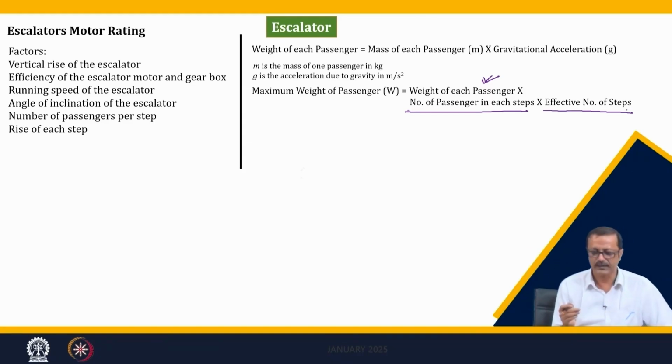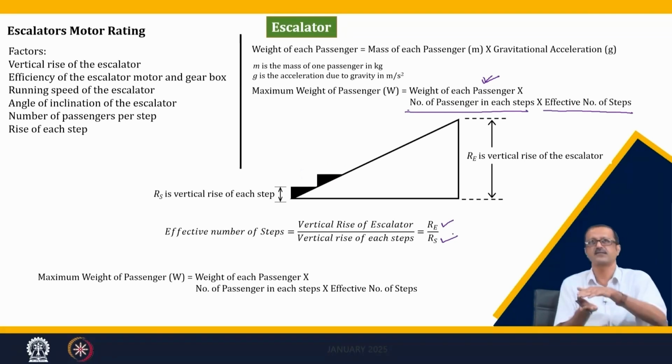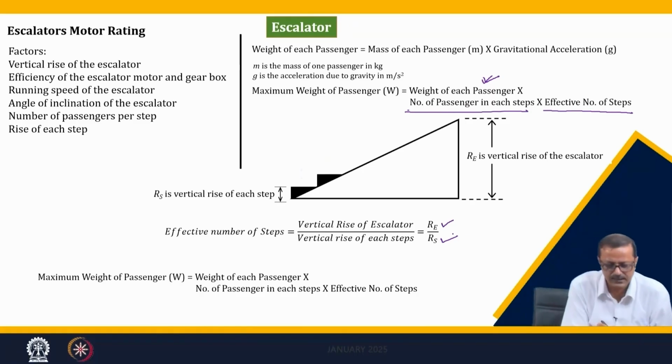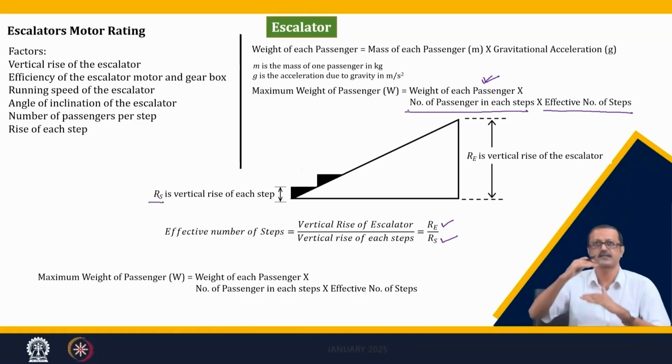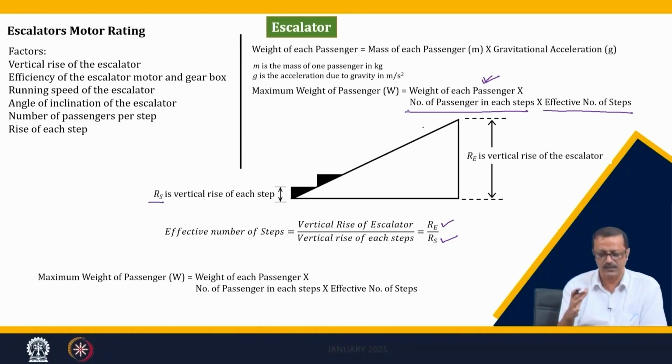So, like that I can first find out the number of steps. Number of steps is RE divided by RS. What is RE? RE is the vertical distance from the ground to the top of the escalator. And what is RS? RS is the vertical step riser, how much is the riser. So, that will give you the number of steps, and I will find out the number of passengers per step. It may be 3, it may be 5, it may be 2.